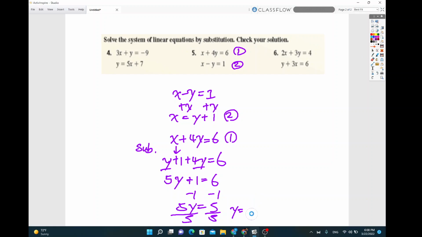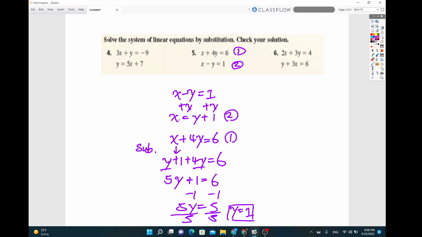Let me just rewrite it, this one looks kind of weird. So y equals 1. And then what about solving for x? The variable we isolated, we just plug the value of y back into that second equation. So we get 1 plus 1, that'll be 2. So x equals 2. So we got 2, 1.